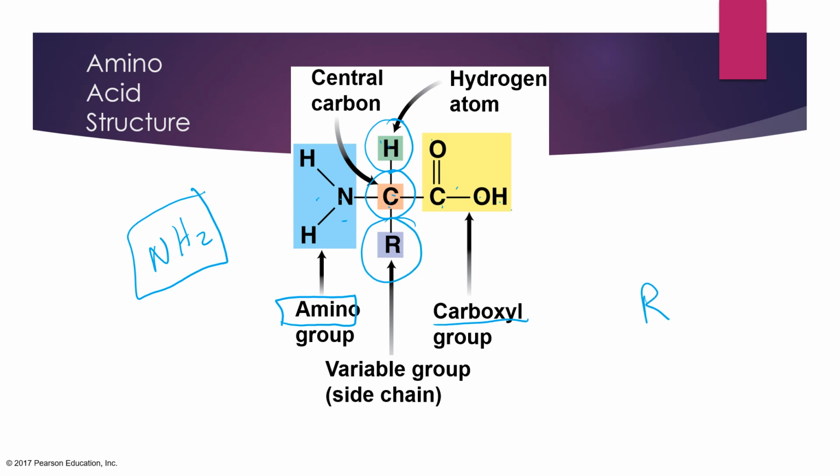R doesn't stand for a letter. It means the variable group. I don't know why R means variable, but it does. So the 20 different amino acids have different things attached at the R site. So I'll show you the 20 different amino acids.